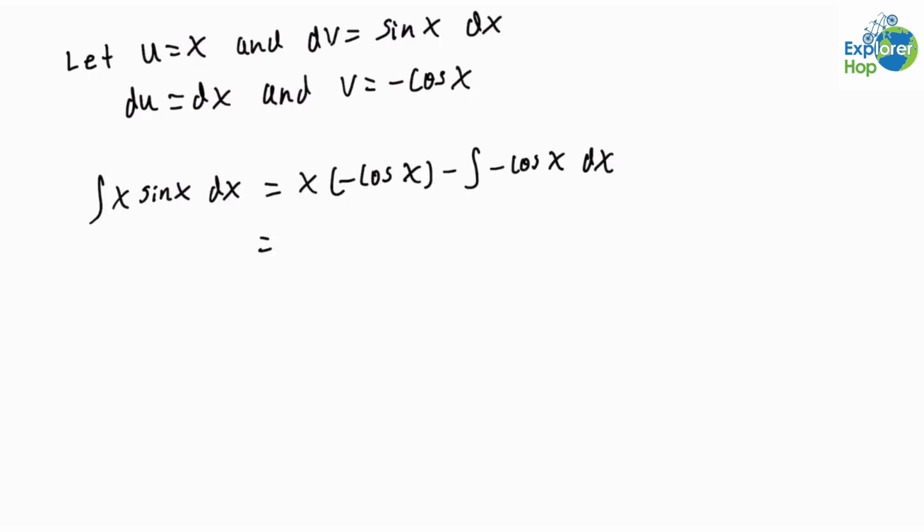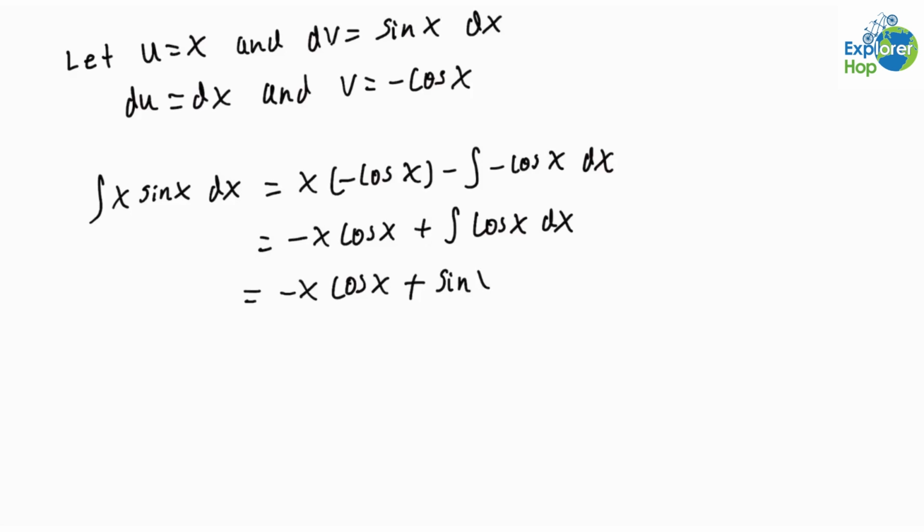So this is equal to negative x times cosine of x plus the integral of cosine of x dx. And this is equal to negative x times cosine of x plus the integral of cosine of x, which is sine of x, plus some constant c. And this gives us the antiderivative, or indefinite integral, of the function x times sine x using integration by parts.